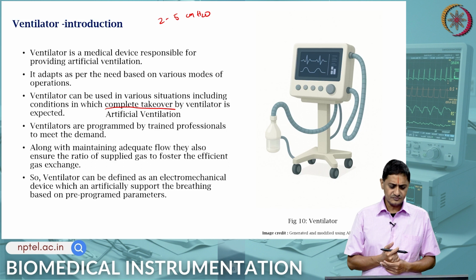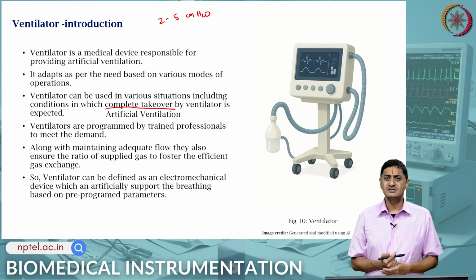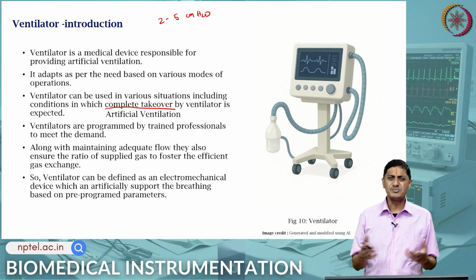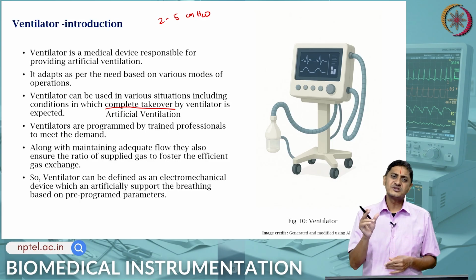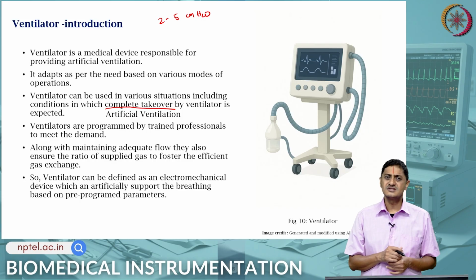So, along with maintaining adequate flow of oxygen, they also must account for the ratio of supplied gases. Note that air in general has 80% nitrogen. So, oxygen is what is needed by the body. How much percentage oxygen you send is also something that the system should account for and control.